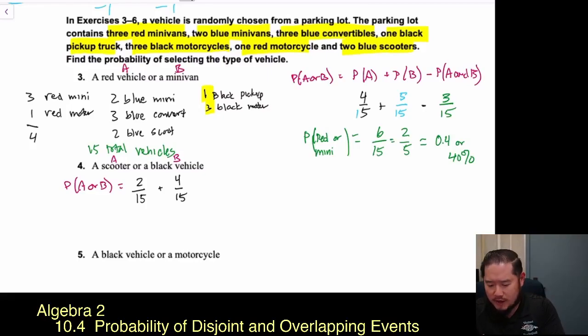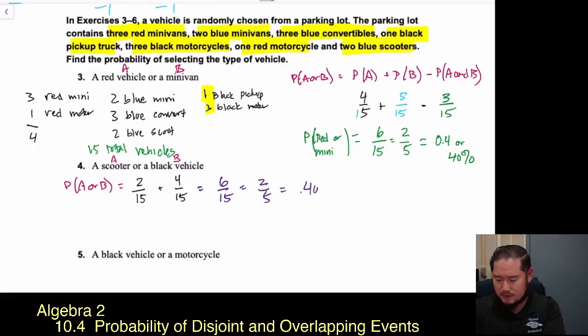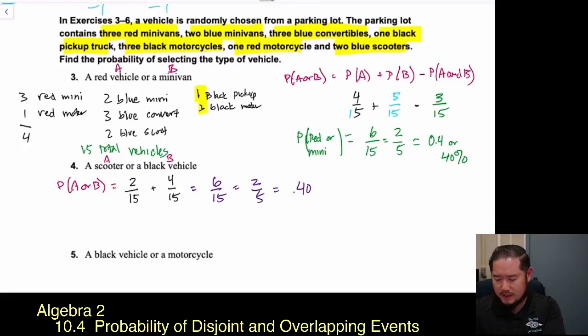Are there any overlapping right here between scooters and the black vehicle? No, because the scooter happens to be blue. So there is no overlap. This right here is a disjoint event, and we'll go ahead and add this together, and we end up with 6 over 15 once again. So let's simplify it down, and then we'll write it as a decimal. And if need be, you may need that as a percentage, which is 40%.